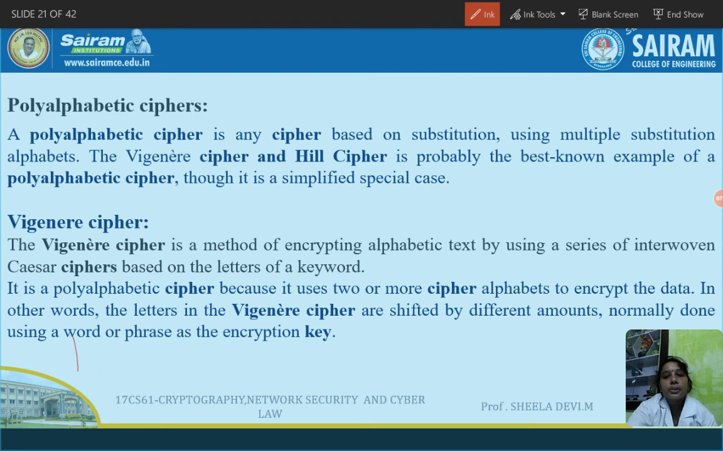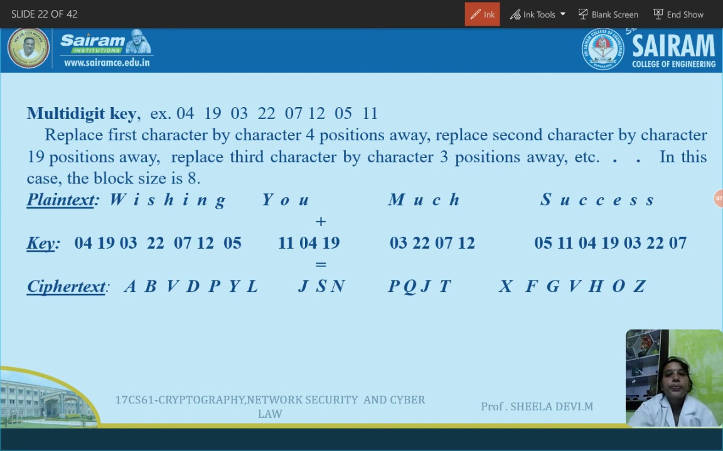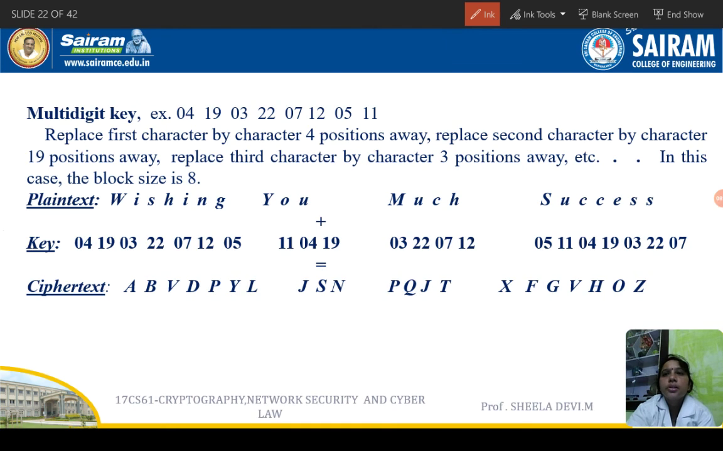See, here what happens, there we have used only one value, that is, the key value 3. I'll explain this with an example. This is my key. There we saw only one key value, that is 3. Since it is polyalphabetic substitution, we'll be substituting a set of alphabets, a group of alphabets simultaneously. So it is called polyalphabetic substitution here.